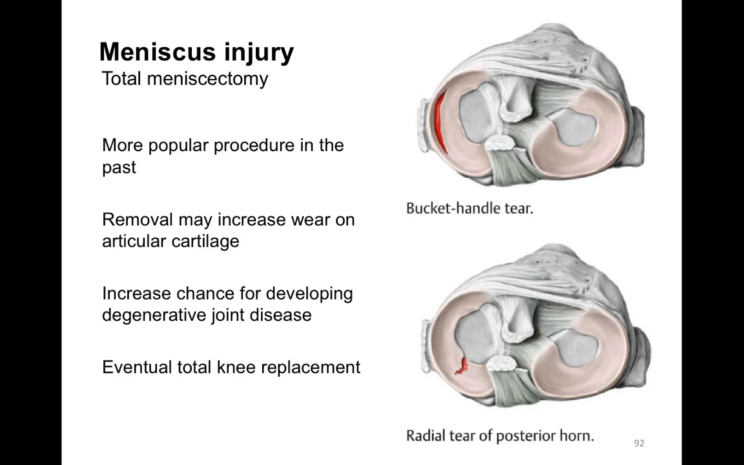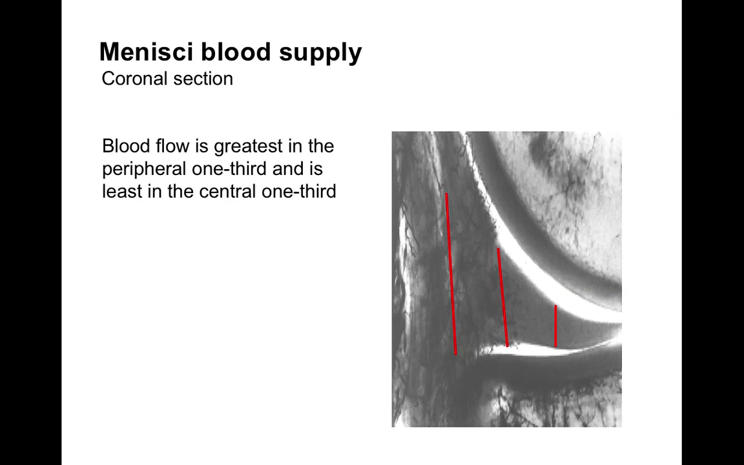So now, instead of completely removing meniscus, it's much more common to use an arthroscopic approach to clean up and debride the damaged tissue. Now, in some cases, you can actually repair the meniscus instead of removing it completely or removing it partially. And this is most successful in the region of the meniscus that has the greatest blood supply.